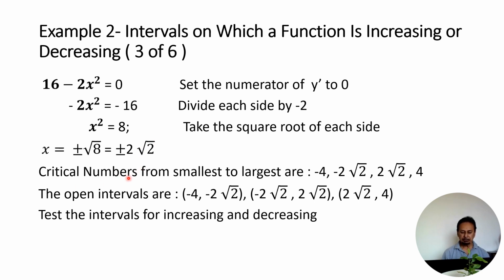Critical numbers from the smallest to largest are now negative 4, negative 2 square root of 2, 2 square root of 2, and 4. Now we write the open intervals. So the open intervals will be negative 4 to negative 2 square root of 2, negative 2 square root of 2 to 2 square root of 2, and then 2 square root of 2 to 4. So we have 1, 2, 3 intervals. So now we're going to test the intervals for increasing and decreasing function.